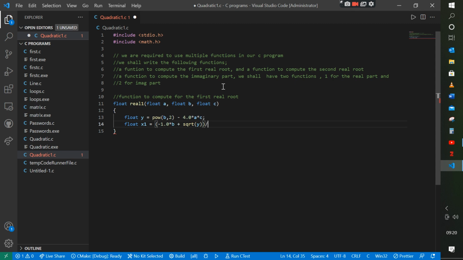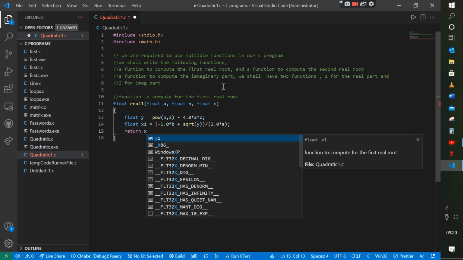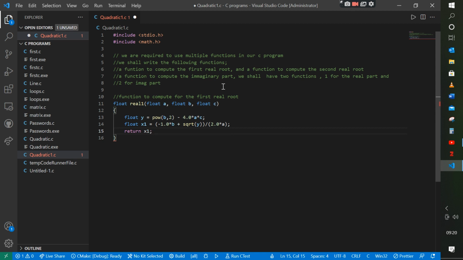Then divide by 2a, which is 2.0 float times a. You terminate, and then return that value. We return x1 because it's the one we wanted. So you see the reason why I put the word float when declaring our function is because I expected it to return a floating value x1.